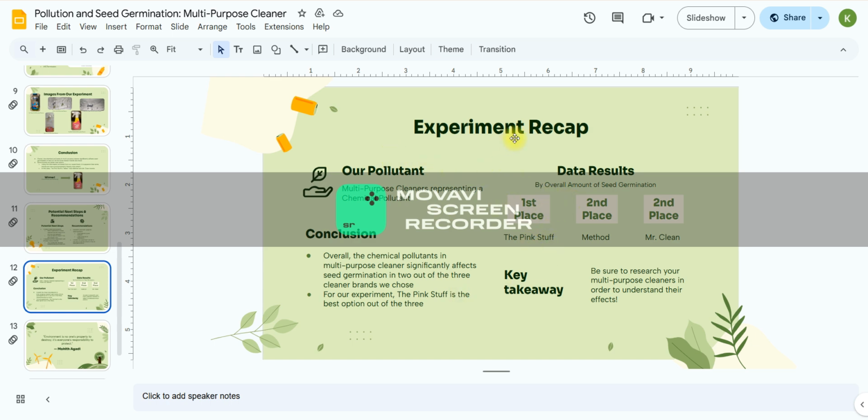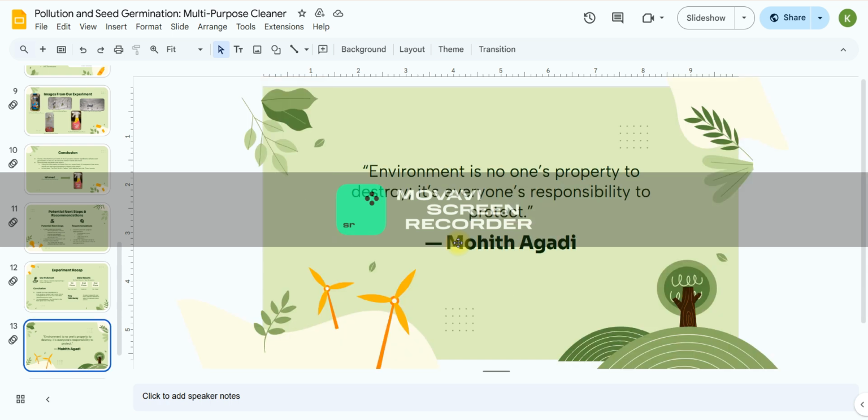I do feel like we could redo this with a better set of data to figure out if this is actually true or not. Overall, the amount of seeds that germinated with the pink stuff was a lot, and the pink stuff is the best option out of these three. Environment is no one's property to destroy. It's everyone's responsibility to protect.